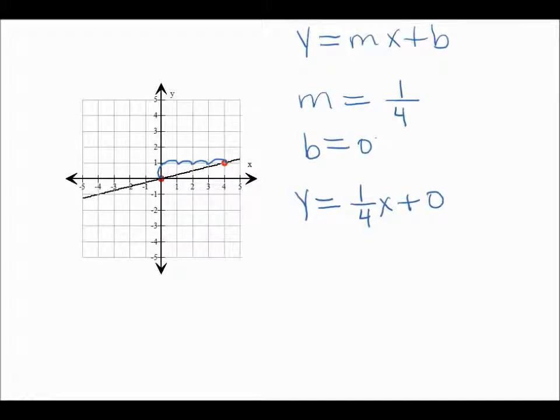Now you don't need to put this 0, okay? When it starts at the origin, if your y-intercept is 0, you don't need to write it. So I would just put y equals 1/4 x. When you don't see a number there, you know that it started at 0. Your y-intercept is 0. Okay?